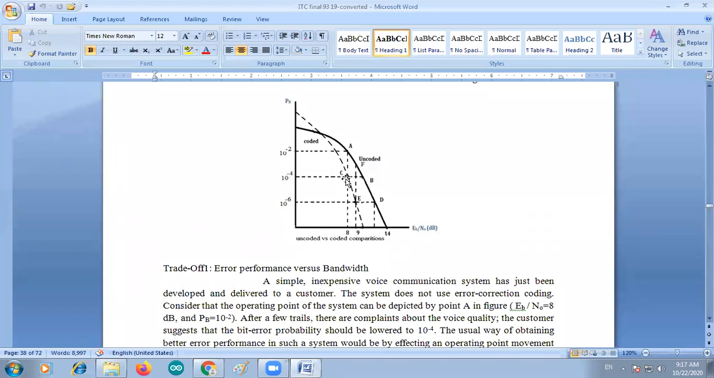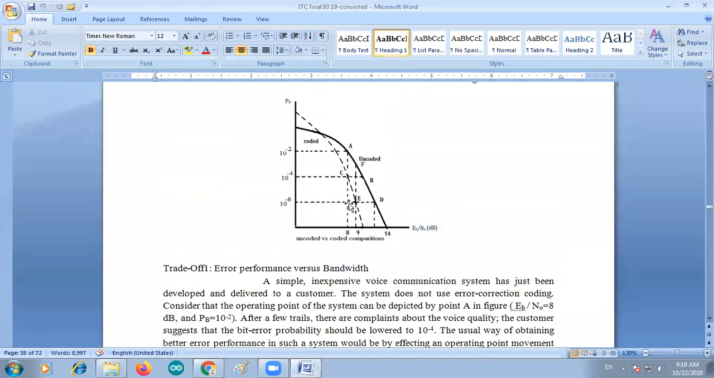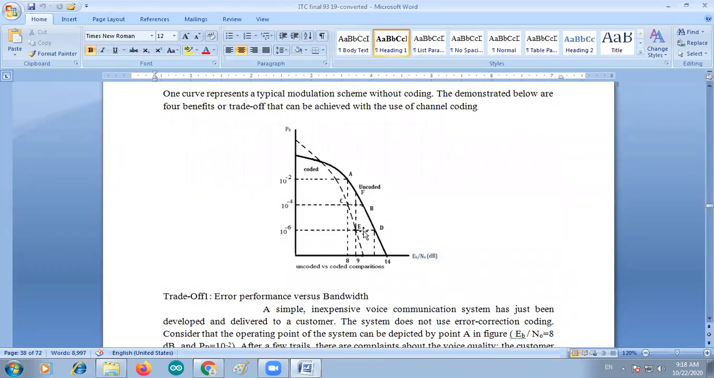One more point is power versus bandwidth. If the system is designed without coding techniques at D, the error performance is very good, that is 10 to the power minus 6, but the Eb/N0 value is somewhat large. That is the yielding point. Now the customer complains that the Eb/N0 value should be reduced, but not the probability of bit error. So retain the probability of bit error at 10 to the power minus 6, and the Eb/N0 value has to be reduced. Then what to do? The E point is located here.